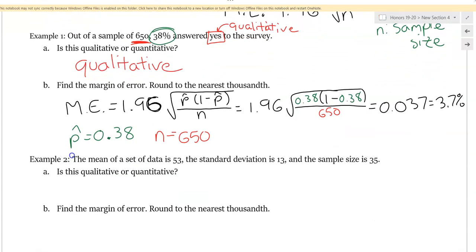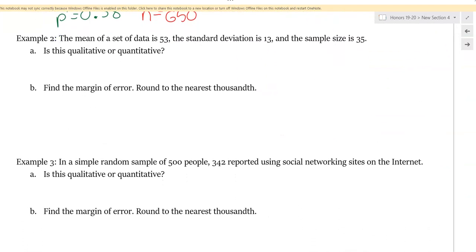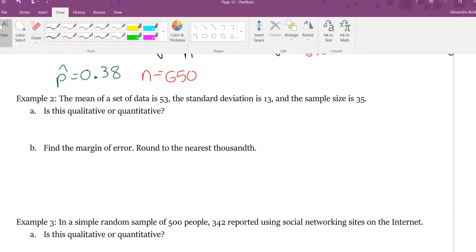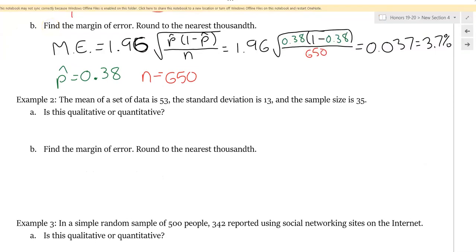All right, let's look at our next set of data. The mean of a set of data is 53, the standard deviation is 13, and the sample size is 35. As soon as we have a mean being a number, it immediately means it's quantitative. You can't have a mean of qualitative. Anytime you have a mean or a standard deviation, that's quantitative. So we're going to be using our quantitative margin of error formula.